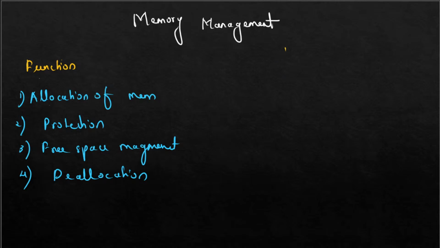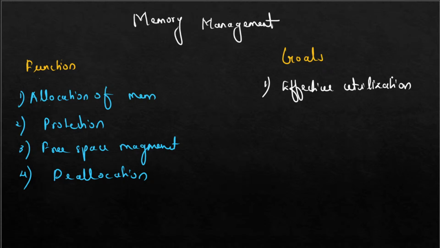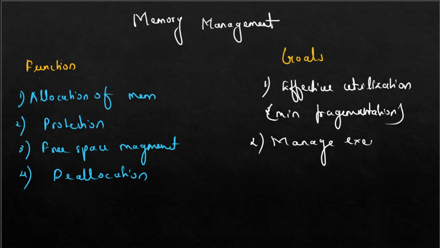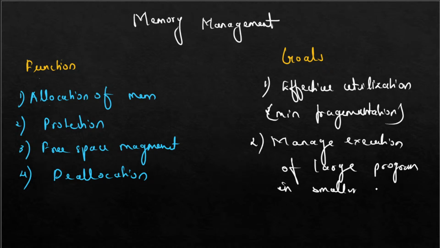Now goals. So let's see what the goals are. Very first is effective utilization, which means minimum fragmentation. Second is to manage execution of large programs in smaller memory, which is virtual memory. So note this everyone.